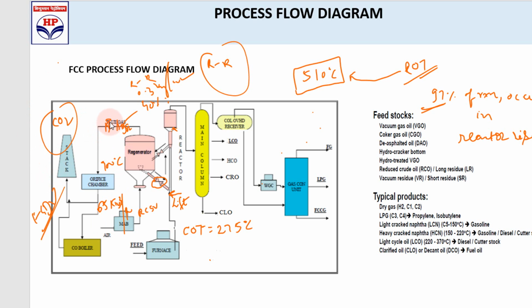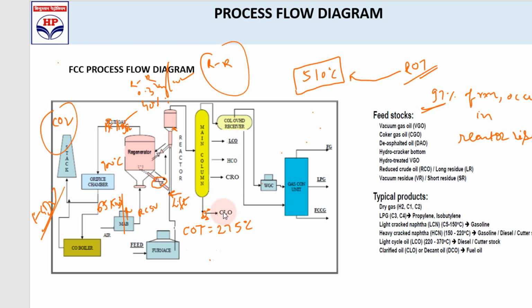Okay, now coming back to the top portion of the reactor, we get the reaction mixture and feed it to the bottom. From the bottom, different products are withdrawn. From the bottom we get the CLO, and the CLO will have a slurry pump.